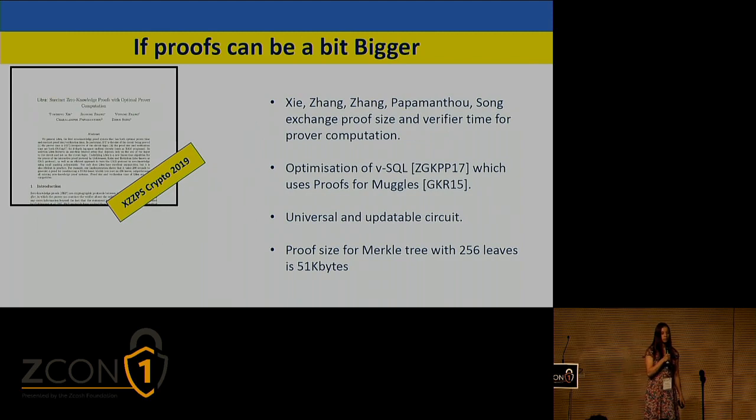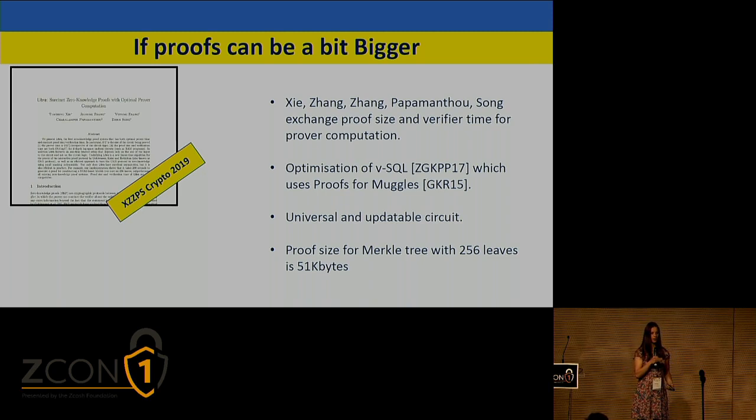One other recent work in the literature, called Libra, is talking about sacrificing proof size for prover time. So this is something which you might sometimes want to do because the prover time is a big bottleneck in snarks. They also have a universal and updatable setup. And their techniques are based on a work called Proof for Muggles, which has been improved with some sum-check protocols and lots of other papers since.